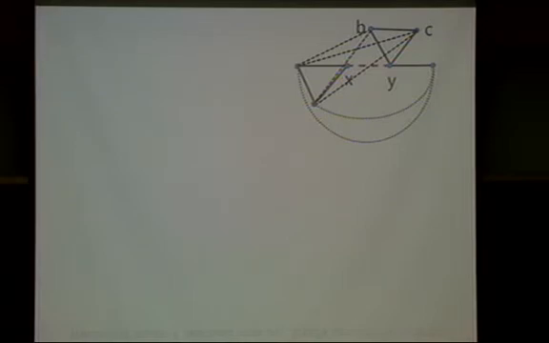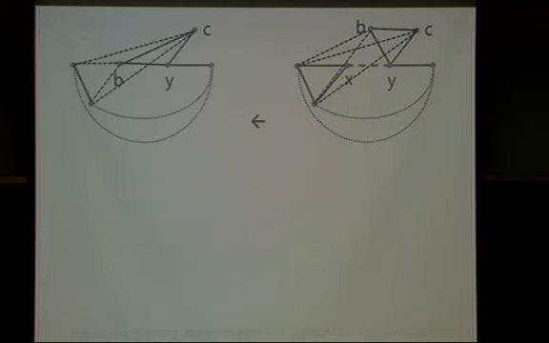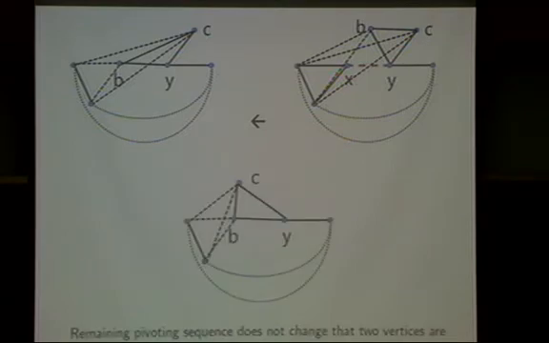Then X and B and C are all twins. You can see that the neighborhood of X is the same as the neighborhood of B and C. So if you delete X, you can replace it, and C is a true twin of B. So you make the true twin of C. The remaining pivoting sequence does not change. The two vertices are true twins. So you get a theorem.